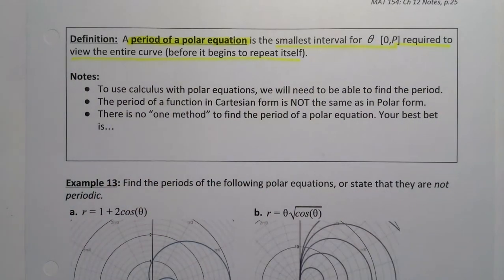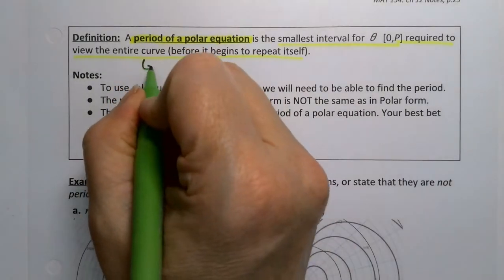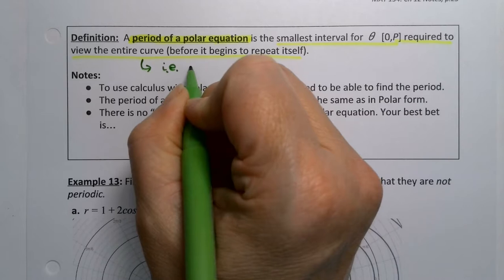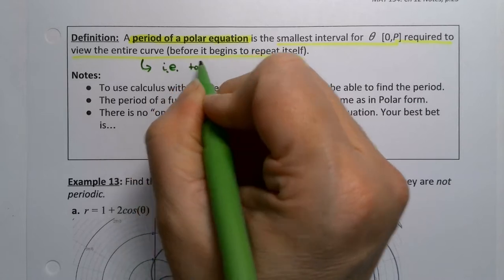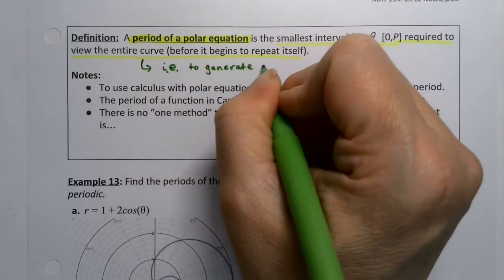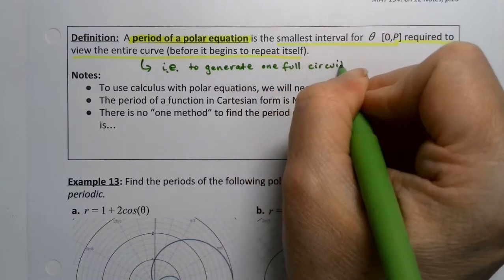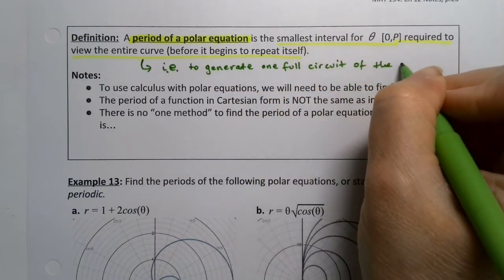So I like to think of it as a circuit, right? So in other words, you're getting one full circuit to generate one full circuit of the curve.